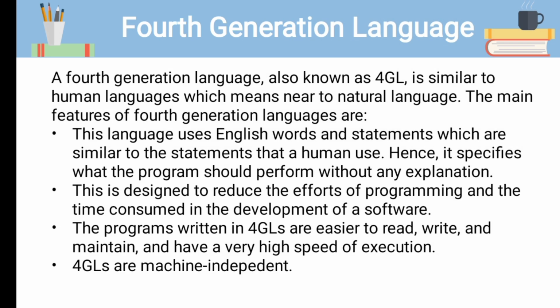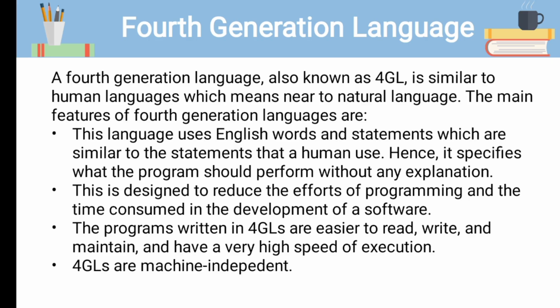So next is fourth generation language. A fourth generation language, also known as 4GL, is similar to human language, which means near to natural language. The main feature of fourth generation language is that it uses English words and sentences which are similar to the statements that a human uses. Hence it specifies what the program should perform without any explanation.